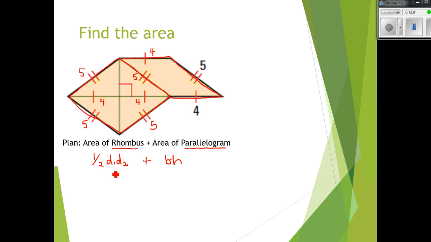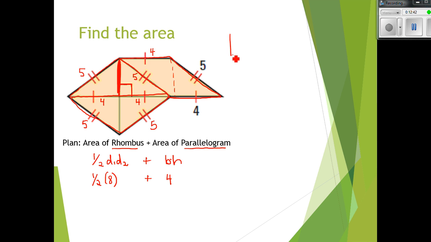Okay, and so what does that give me? I know that 1/2 diagonal 1, my diagonal 1 here, looks like it would be 8. Diagonal 2, I don't know. Plus my base of my parallelogram is 4, but my height, I don't know. So I am missing a diagonal 2 and a height. In order to get that, let's look at our diagonal here. This diagonal is making a 90-degree angle. Remember, that's what it does in a rhombus. And I know 2 of the sides.